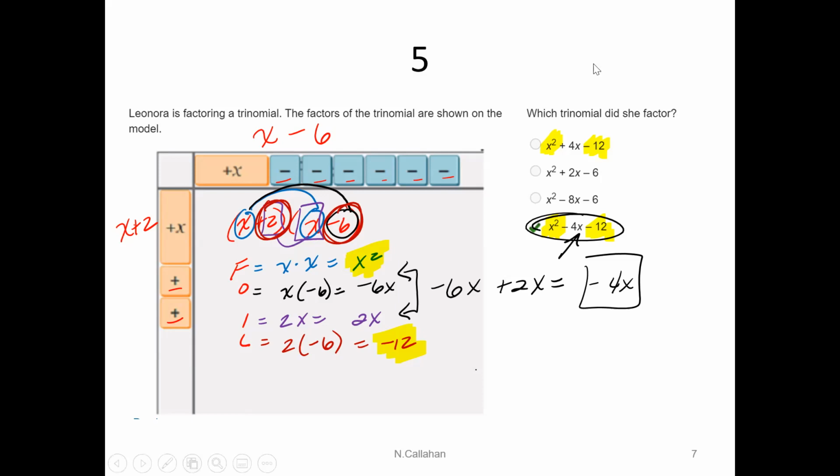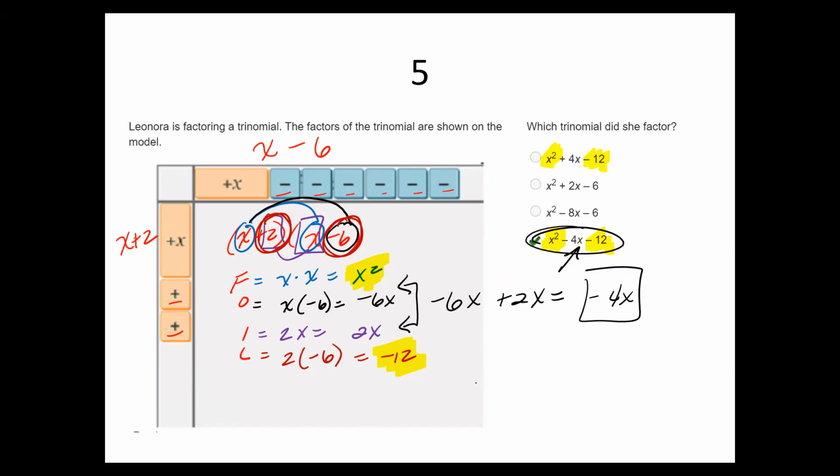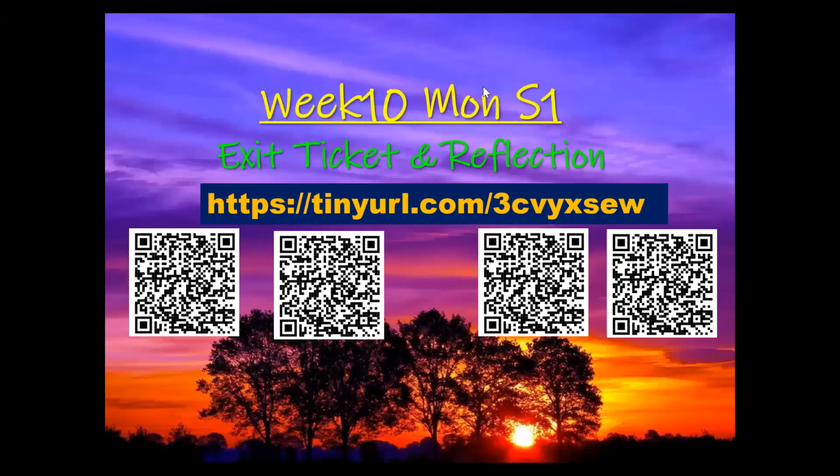All right, I'm gonna have you guys take a little break because we're already done with the first 5. And so your reflection and exit ticket, which we always do kind of in the middle, is gonna be right over here. So go ahead and take a moment and answer this question.